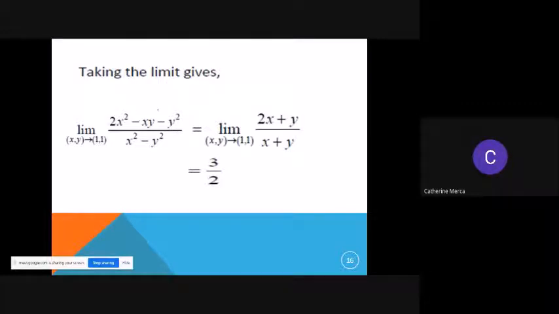So, you remember this method, where we factor and then divide out? Okay. Yes, ma'am. It is still the same here, even with two variables.